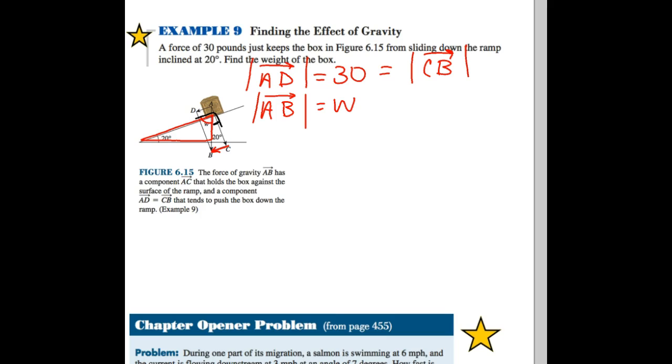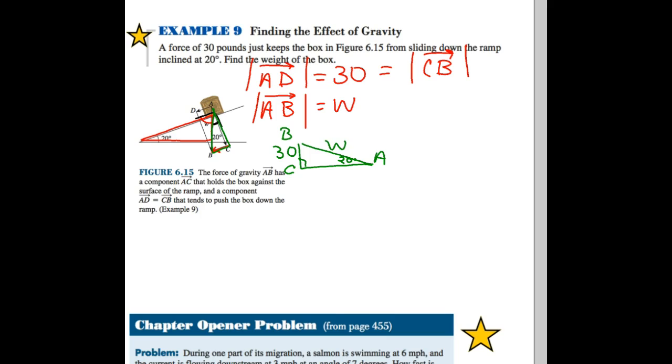Does that make sense? Okay, now I want you to look at this triangle. We're going to turn it a little bit just so it's easier to picture. So vector CB has a force of 30, magnitude of 30. We know that this angle is 20 degrees, and we are trying to find the hypotenuse of that, vector AB, which is the weight.